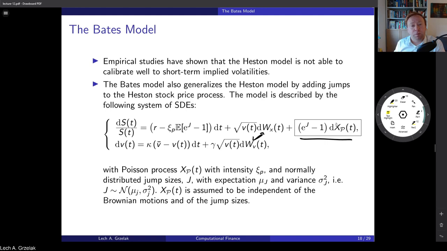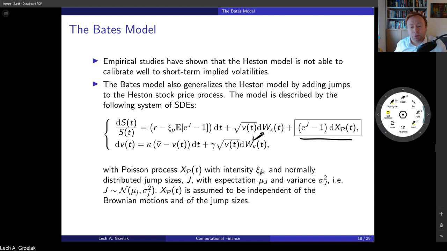Because these jumps are independent, and we have Brownian motions which are correlated, and the correction in the drift is constant, this extension is not so difficult. In these slides, I will show you that the switch from the Heston model to the Bates model only requires some additional correction terms in the characteristic function. Except for that, the models are very much alike. Okay, let's go further. The interpretation for the parameters I'm not repeating here, because it's exactly the same as we had before.